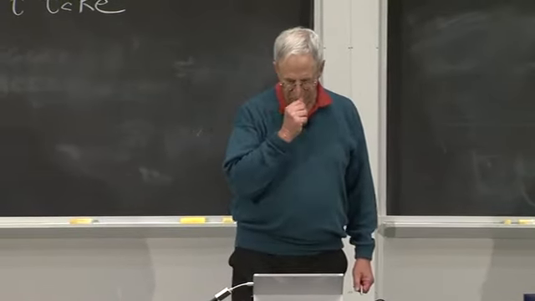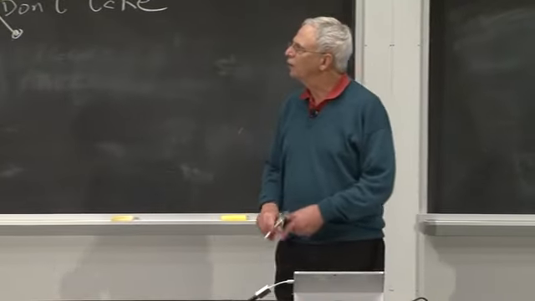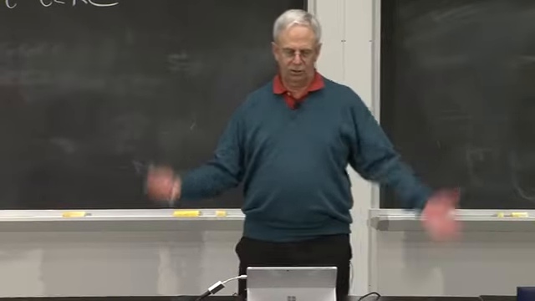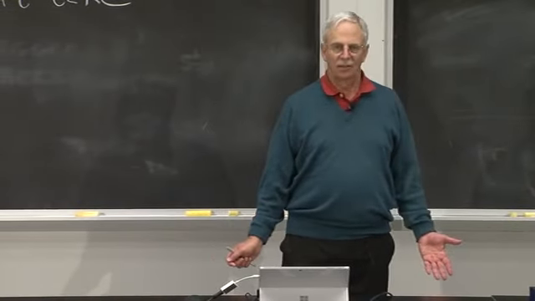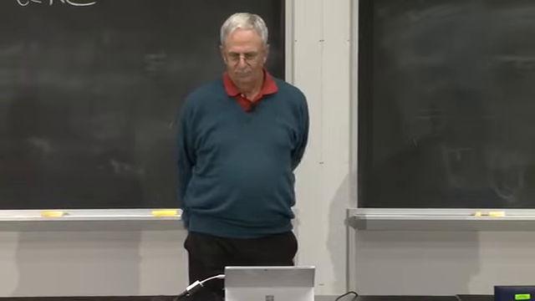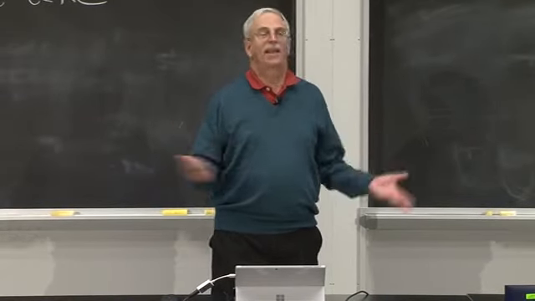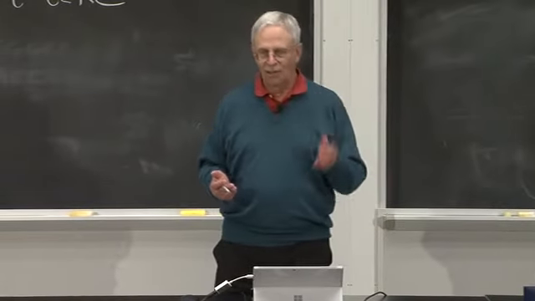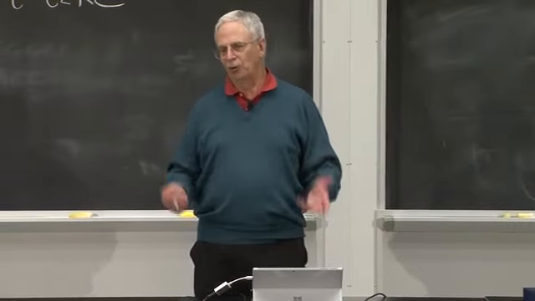All right. We did just try it on the example from lecture 1. And we saw that it worked great. It gave us a better answer. It finished quickly. But we should not take too much solace from the fact that it finished quickly, because 2 to the 8th is actually a pretty tiny number. Almost any algorithm is fine working on something this small. Let's look now at what happens if we have a bigger menu.